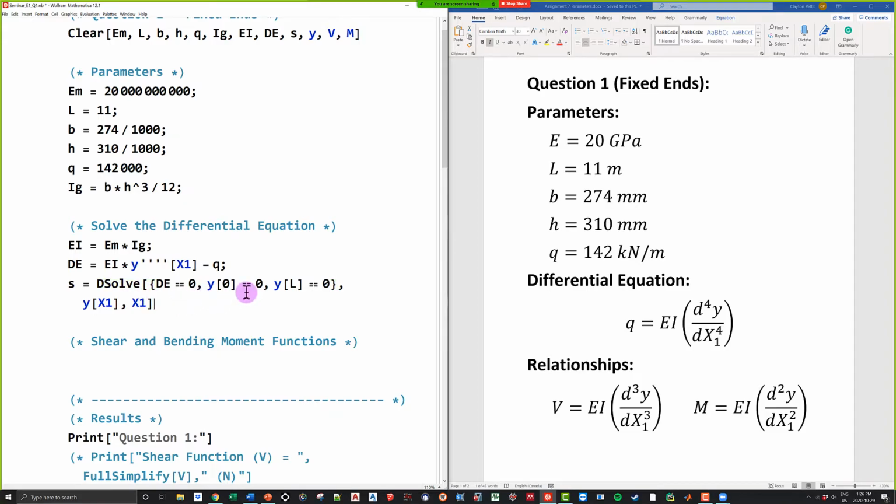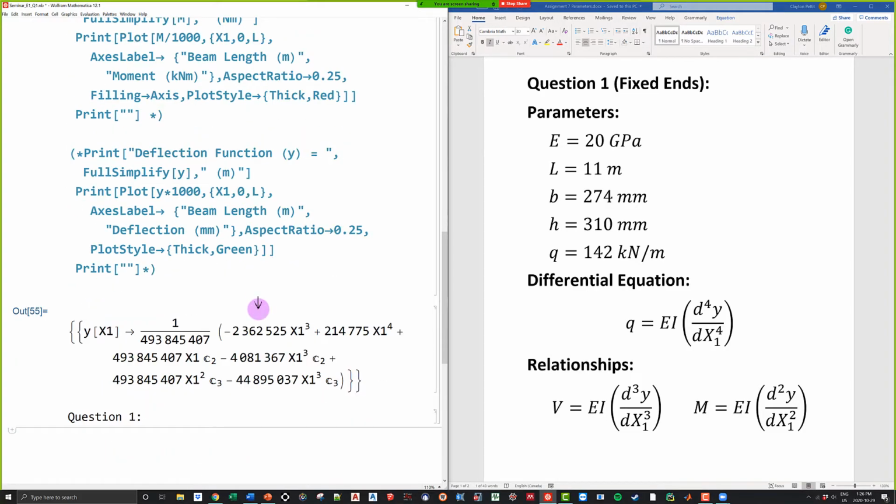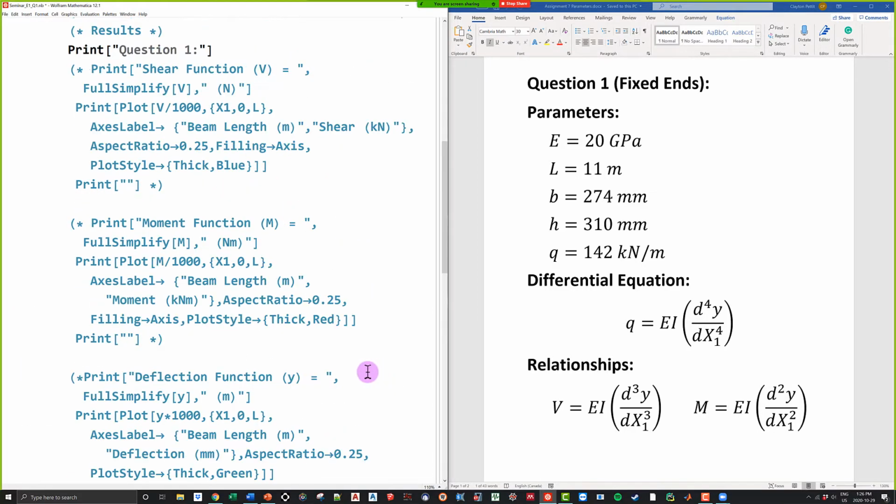So I just defined two boundary conditions, and if I run it, we still got a problem. We still have a c2 and a c3. So we had four coefficients. We defined two boundary conditions, and we still have two coefficients. So how many more boundary conditions do you think we need to solve this problem? Jocelyn says two, and she's completely correct.